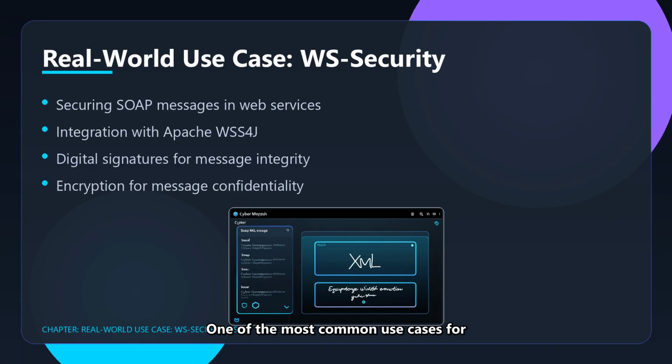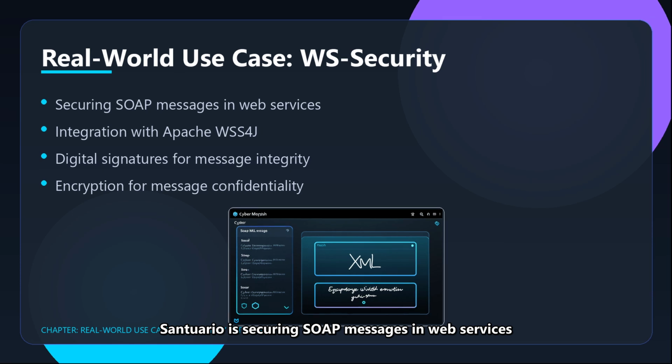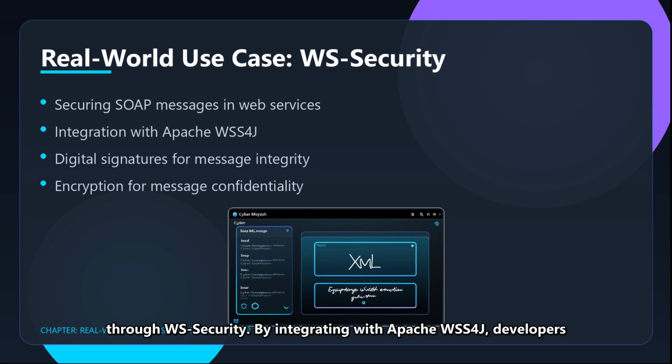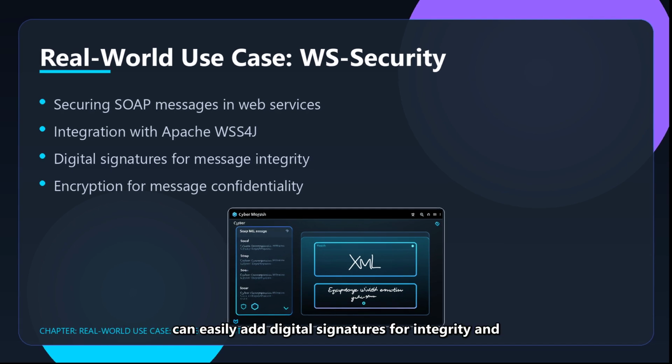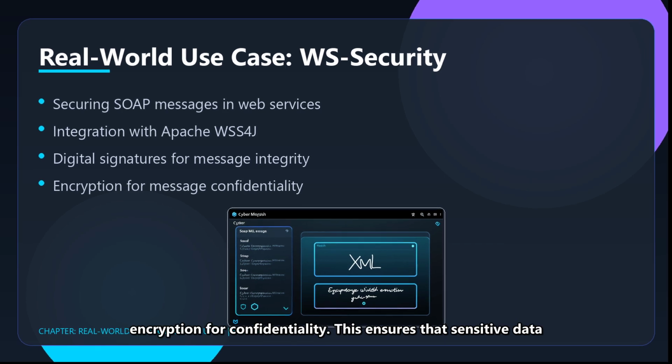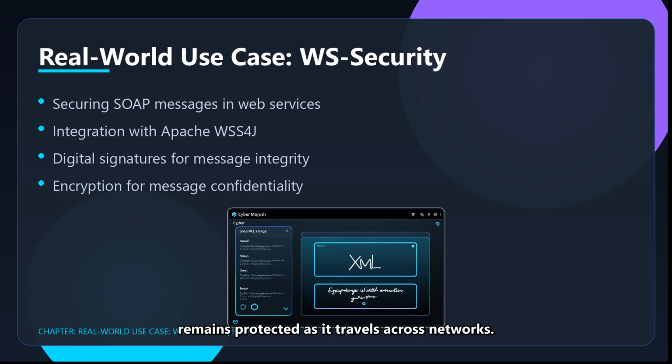One of the most common use cases for Santuario is securing SOAP messages in web services through WS-Security. By integrating with Apache WSS4J, developers can easily add digital signatures for integrity and encryption for confidentiality. This ensures that sensitive data remains protected as it travels across networks.